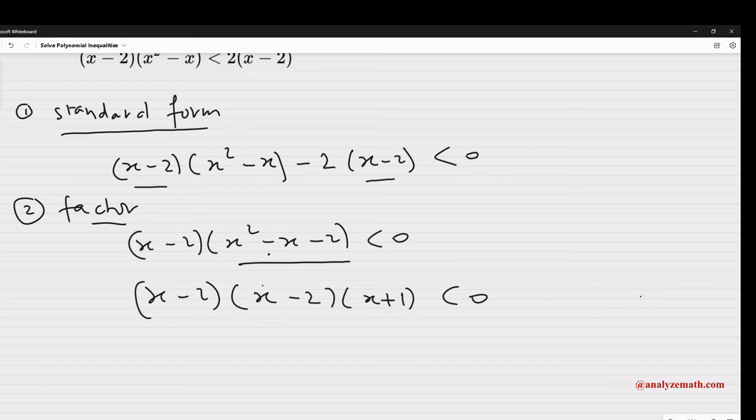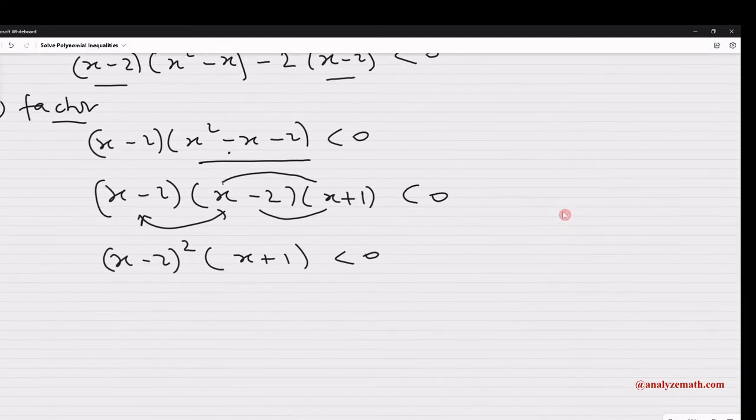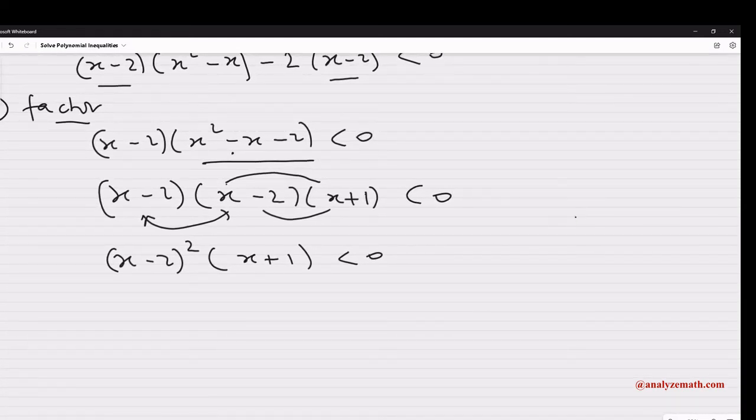Let's check it. X by x gives me my x squared. And then I have minus 2x plus x gives me minus x. Minus 2 by 1, minus 2, correct. So now we notice this is x minus 2, x minus 2. So it's x minus 2 to the power 2, and then x plus 1 less than 0. So we are going to analyze the sign of this term and the sign of this term using a table.